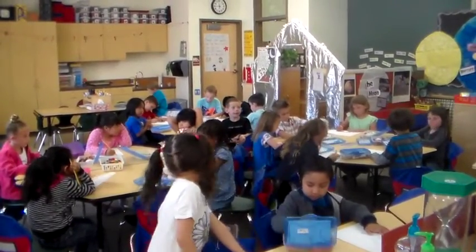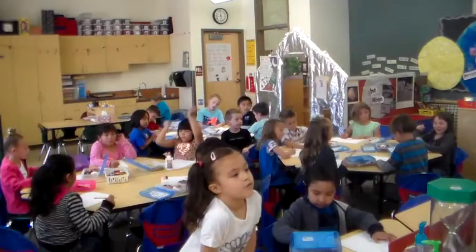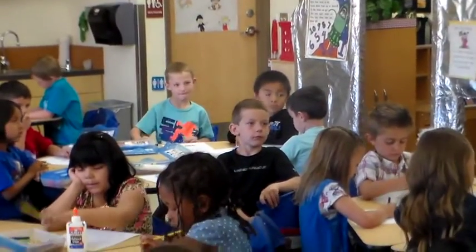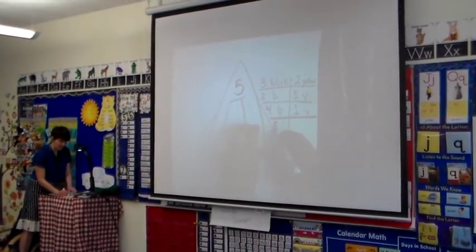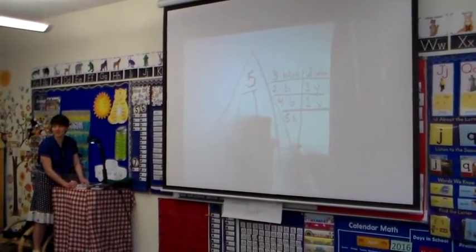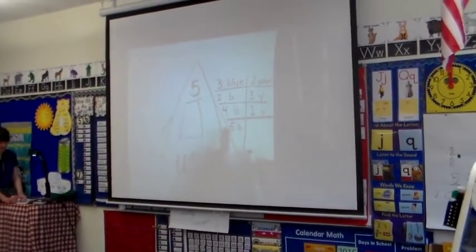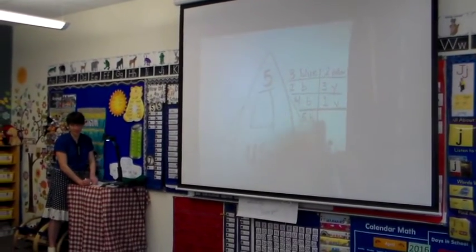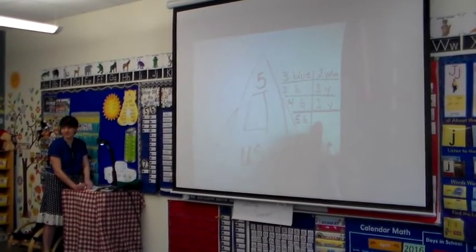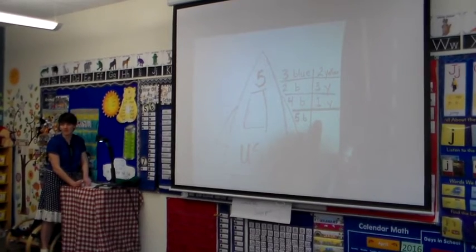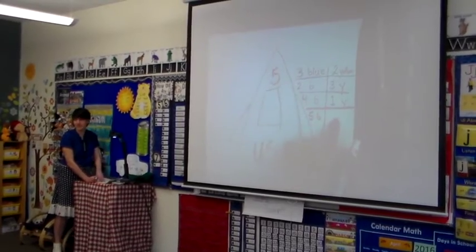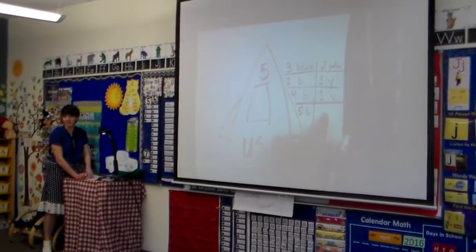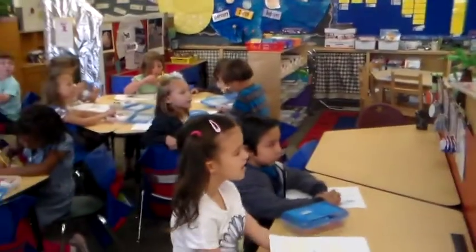4 blue, 1 yellow. 4 blue and 1 yellow could be in here. Anybody? Blue, blue, blue, so 5 blue. If there's 5 blue, how many yellow would there be? If there's 5 blue and there's only 5 in the rocket, then how many yellow are there? Can anybody help him? If there's 5 blue and there's only 5 in the rocket, how many yellow can there be? 0. It would have to be 0 yellow.